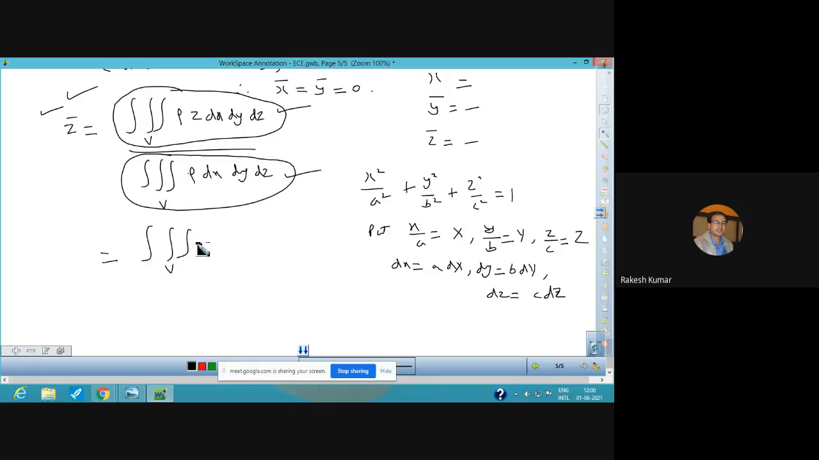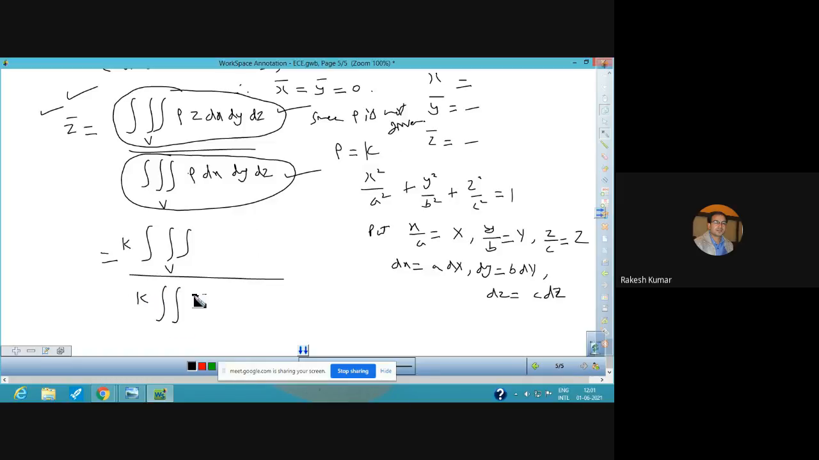Now density is not given. One more thing here: since rho is not given, it means rho can be taken as a constant. Suppose I take rho is equal to K, so rho is taken to be K. So this is K, and the value of z is as it is. You can convert it into capital form now. This is capital K, the value of rho.